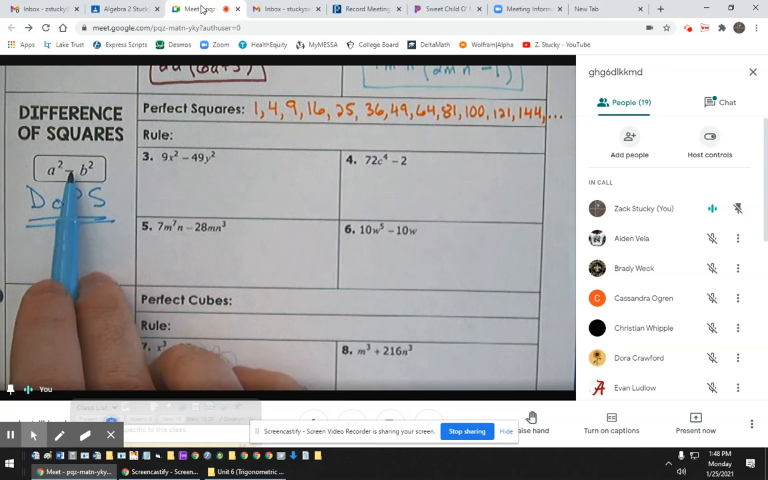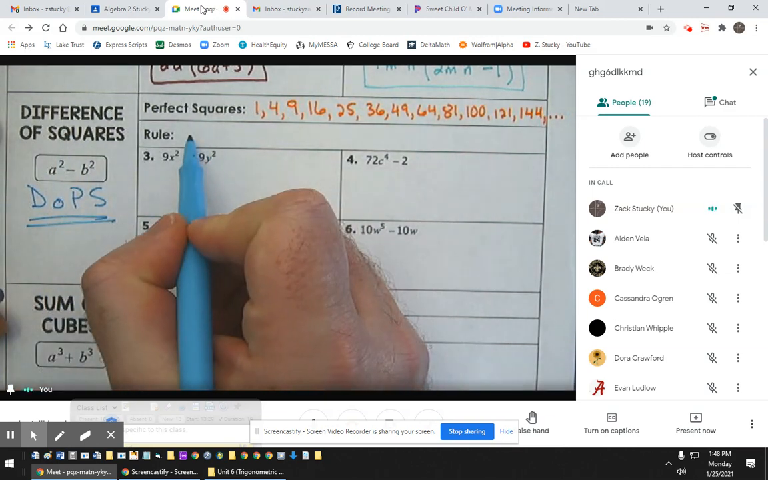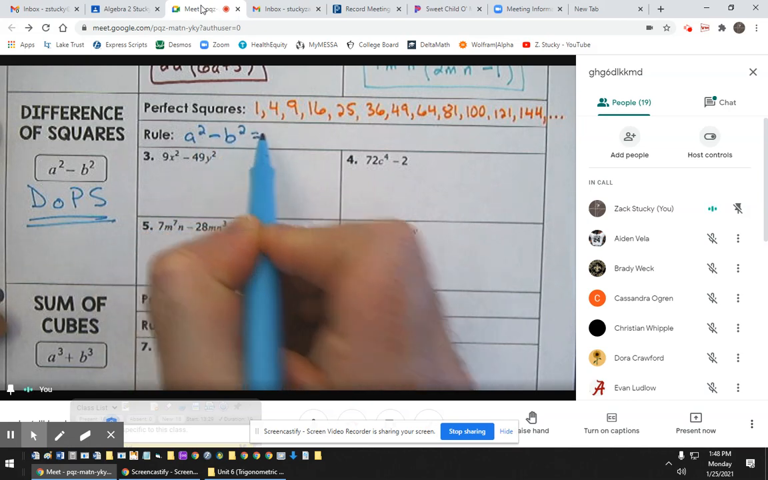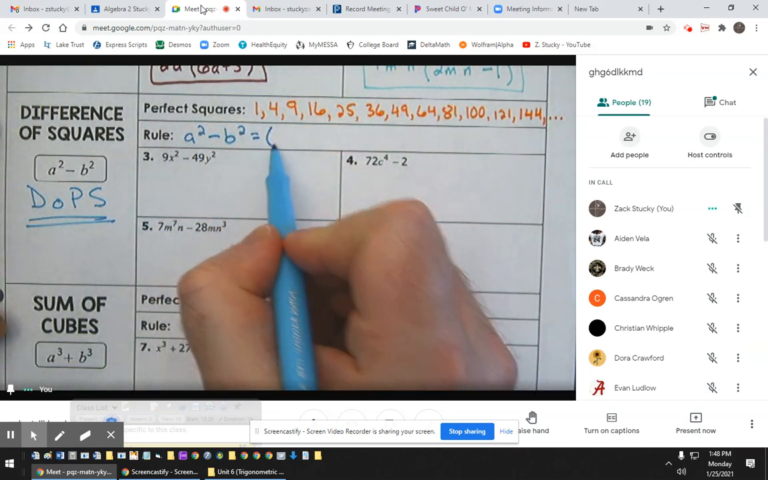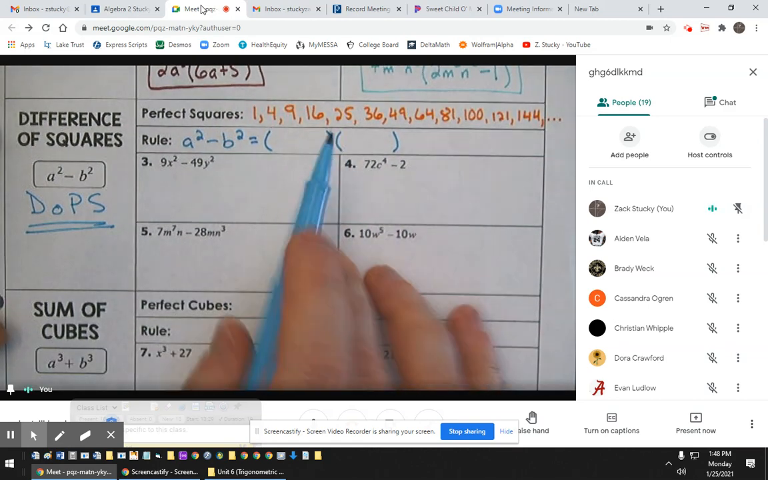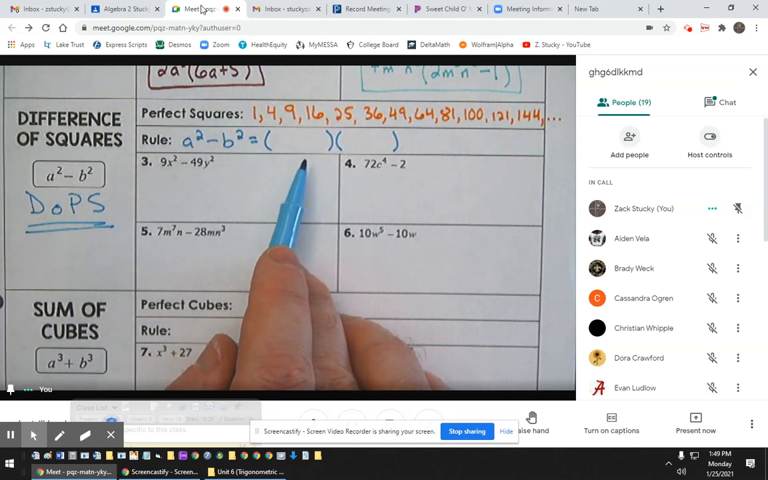There's no such thing as SOAPs. Well, there is, but it involves imaginary numbers. There is no sum of perfect squares. Okay, so this is how it works. A squared minus B squared. Now look, as a reminder, every factoring problem should have parentheses. When you're done factoring, you should have parentheses.